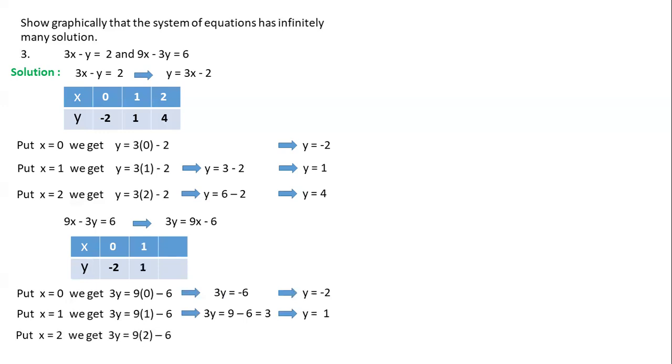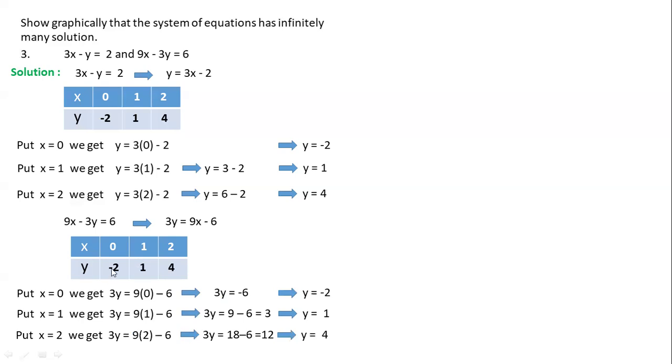Now put x is equal to 2. 9 2s are 18, so 3y is equal to 18 minus 6, which is 12. 12 divided by 3 is 4, so y is 4. X is 2 here, y is 4. Clear? So we have calculated the values.